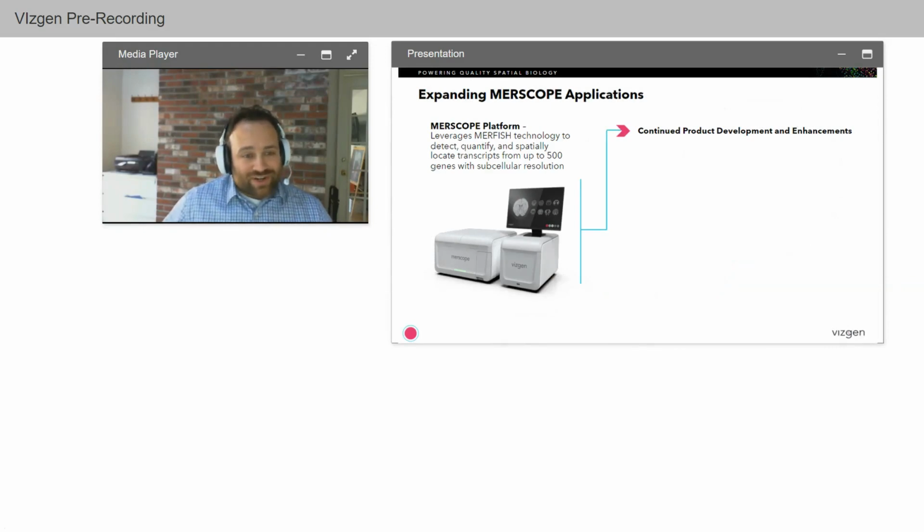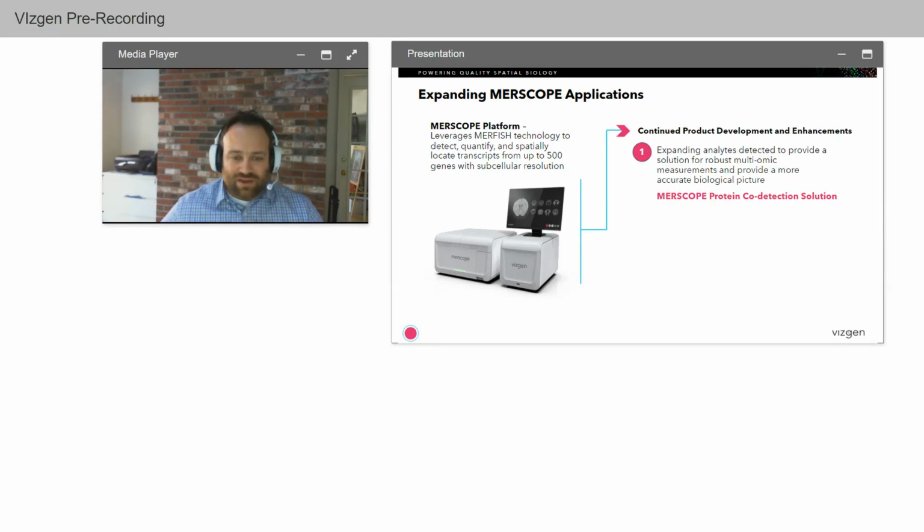A big focus for us here at VizGen is to continue to expand MERSCOPE applications. We know that the MERSCOPE platform offers the ability to detect transcripts from 500 genes. It offers that subcellular resolution, but we want to continue to push forward in developing product development and enhancements for the MERSCOPE device. The first major focus area for us was in expanding the analytes detected. We want to move towards a multi-omic measurement that includes different types of analytes, as we know that transcripts alone don't tell you all of the information on how a cell is behaving. And so that moved us towards developing the MERSCOPE protein co-detection solution.